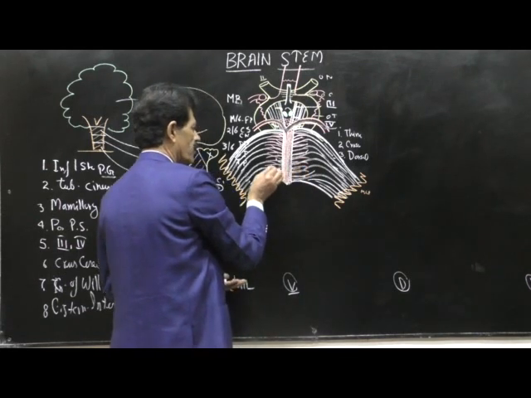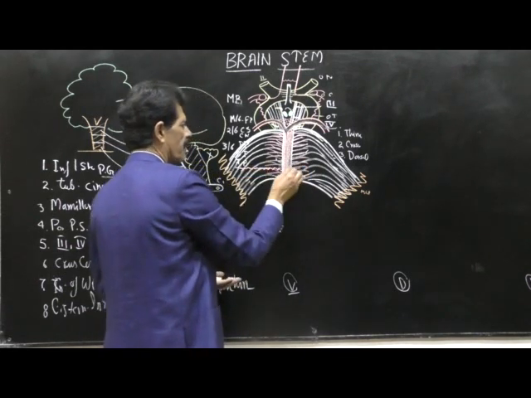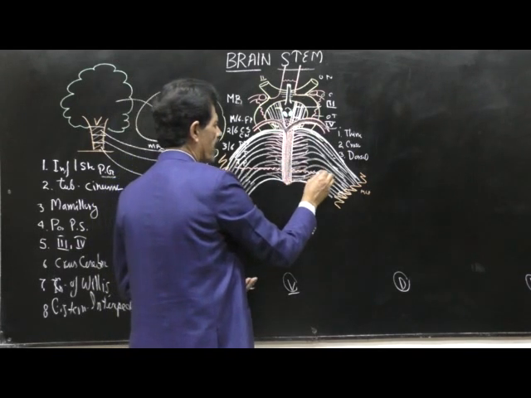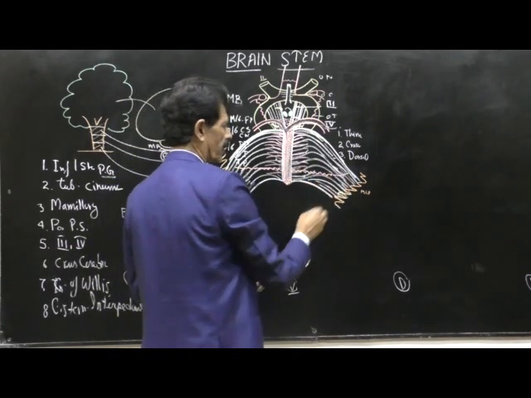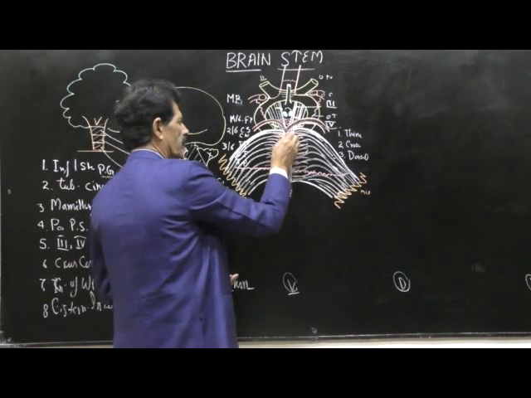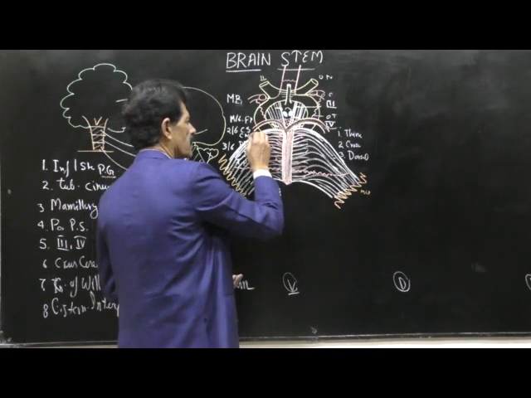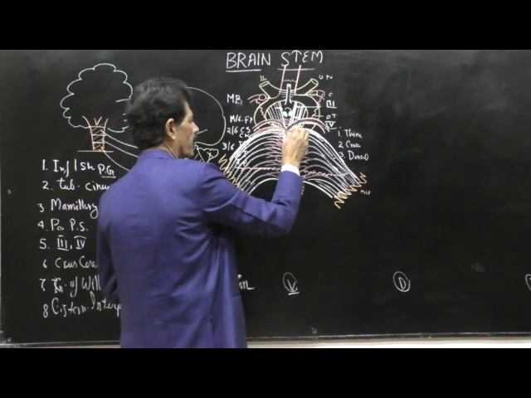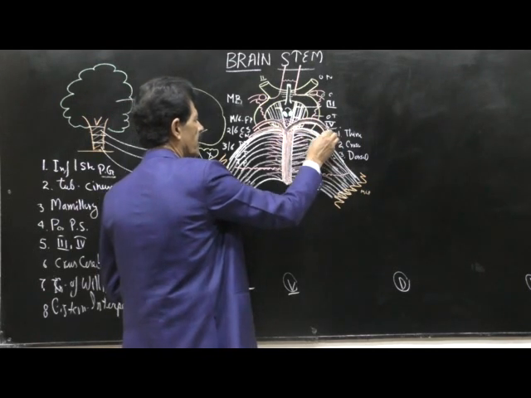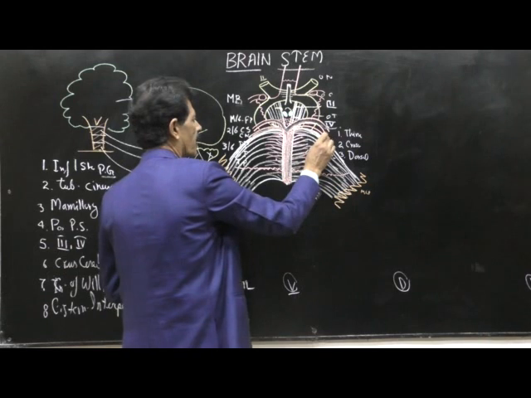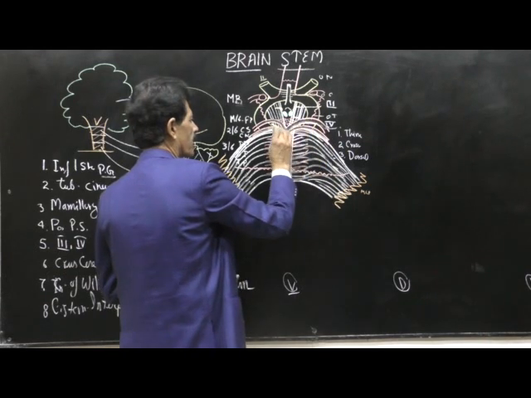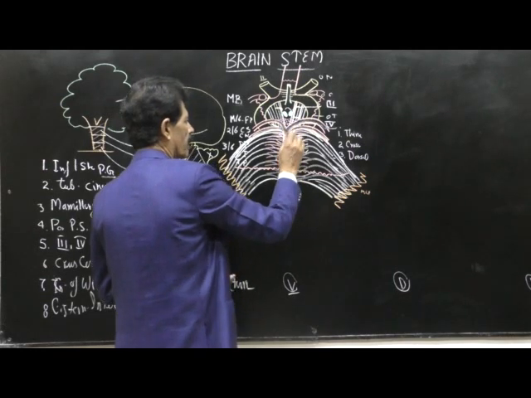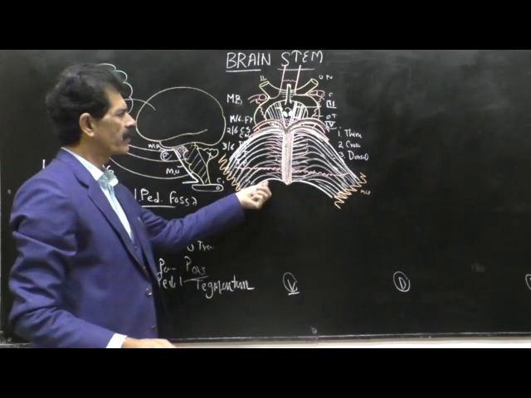Another very tortuous artery arising from here is called the labyrinthine artery, which supplies the membranous labyrinth of the internal ear. On the anterior part of the pons, the basilar artery gives the superior cerebellar artery. So this is the superior cerebellar artery, which is a branch of the basilar artery, with the posterior cerebral artery also being a terminal branch of the basilar artery.